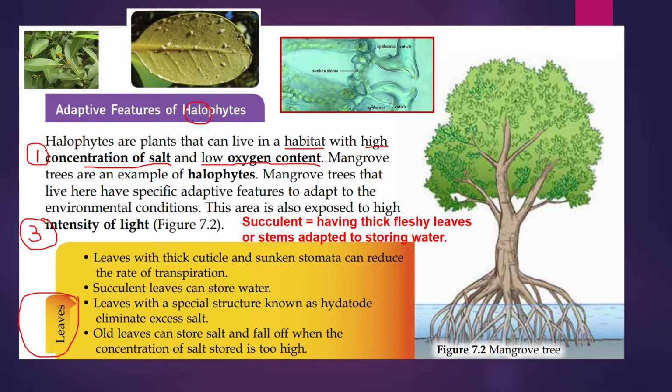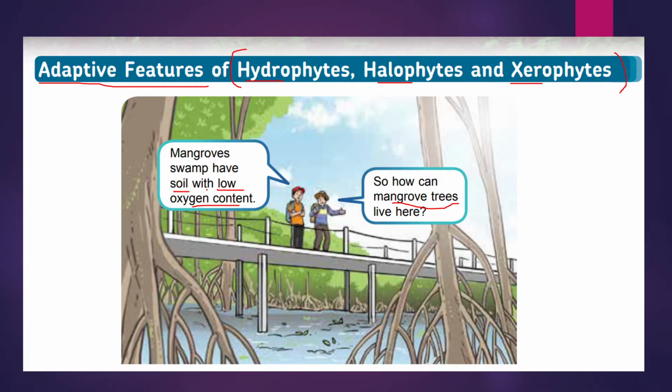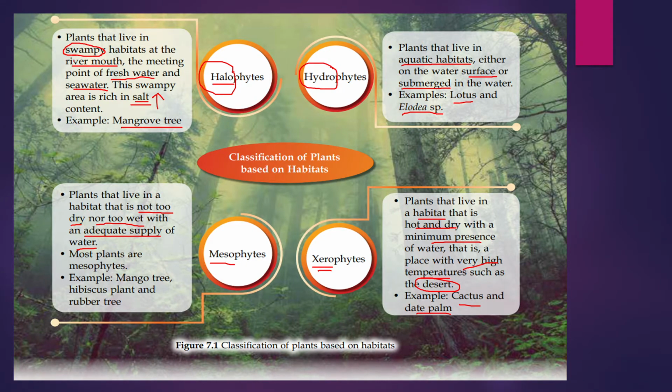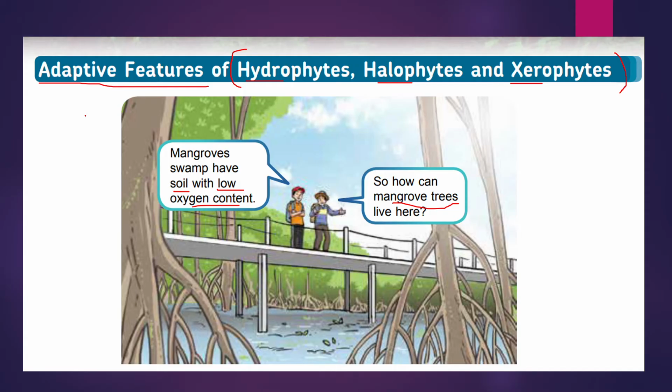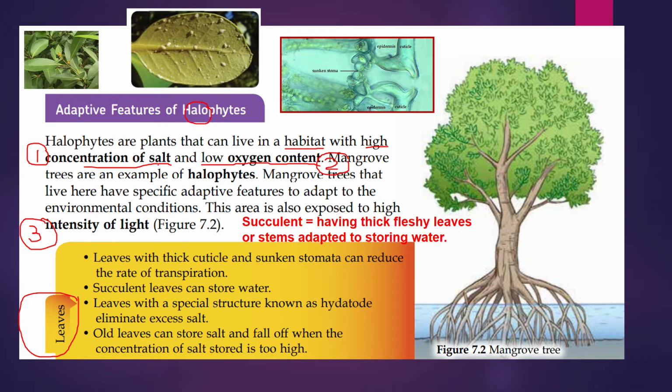Okay, di kawasan in the river mouth, yang terdedah dengan cahaya matahari, keamatan cahaya yang tinggi. So the leaves, daunnya, have a thick cuticle. Okay, I wonder if you still remember apa itu cuticle. Kalau sudah lupa, boleh tengok balik. Okay, the cuticle is thick.